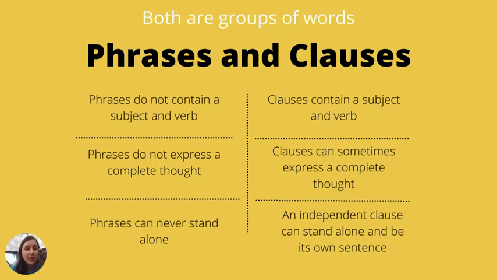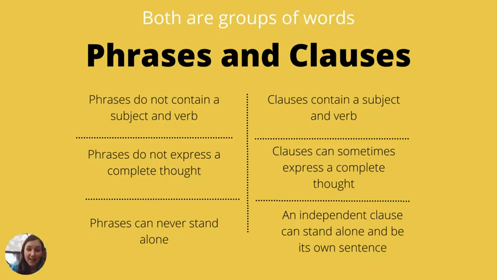Okay, so I hope your notes are out. Phrases do not contain a subject and a verb. So we just talked about subjects. Those are nouns. It's what or who the sentence is about. And verbs. So when we're talking about a group of words that do not have a subject and a verb, it's going to be a phrase. Phrases do not express a complete thought, and phrases can never stand alone, meaning they can't be its own sentence because it's not a complete thought, and a sentence is a complete thought.